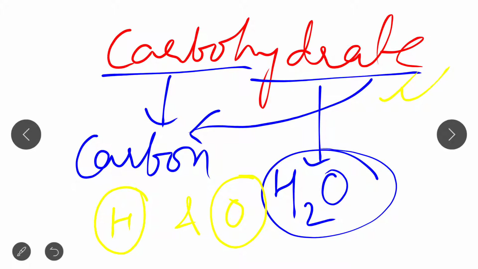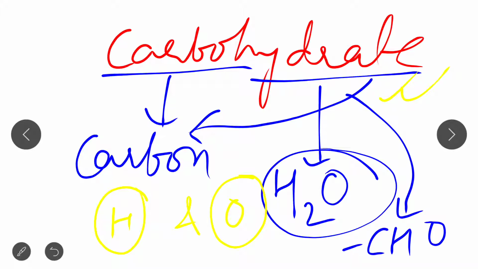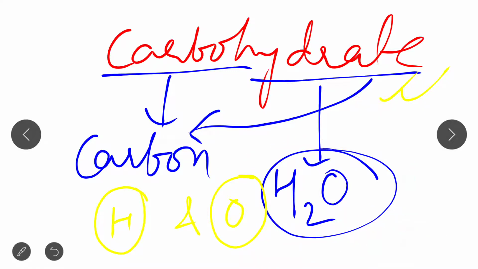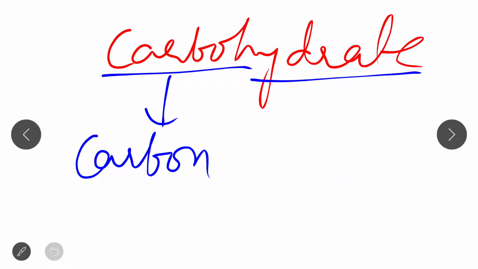Clear? And these are basically polyhydroxyaldehydes and polyhydroxyketones, compounds formed either from the aldehyde group, that is CHO, or from the ketone group, that is C double bond O. They are also known as hydrates of carbon, because hydrogen and oxygen are present in the same ratio as in water. So this is the basic concept of carbohydrate. I hope you get a clear idea about the basic definition of carbohydrate.